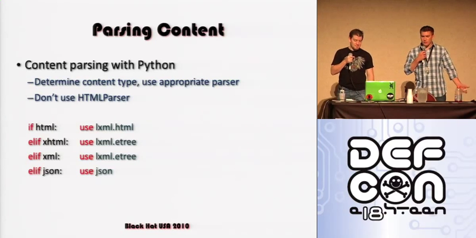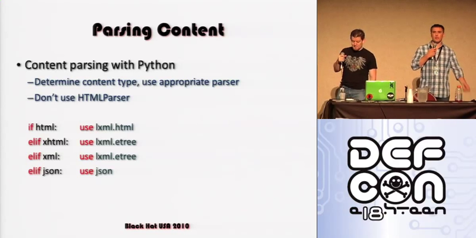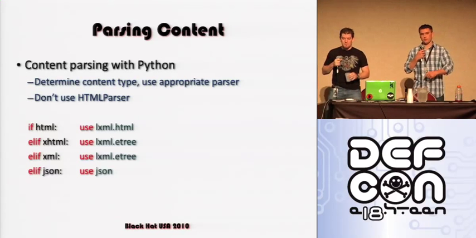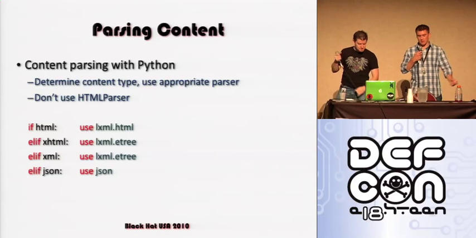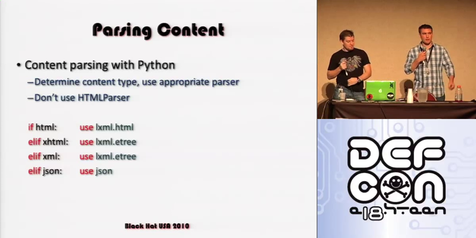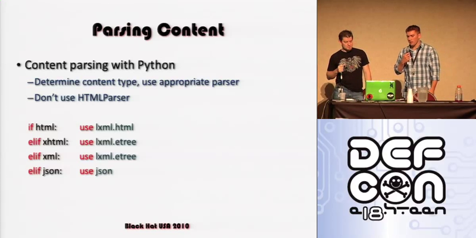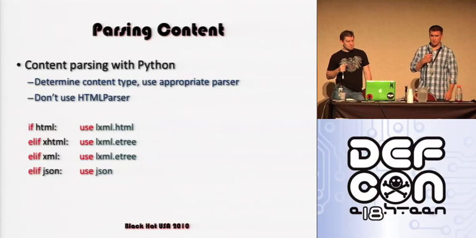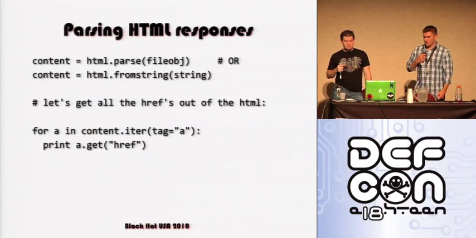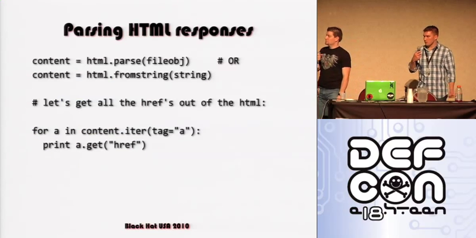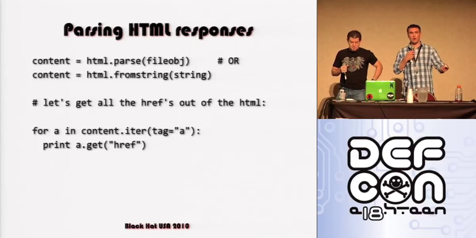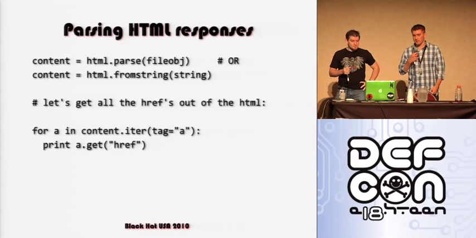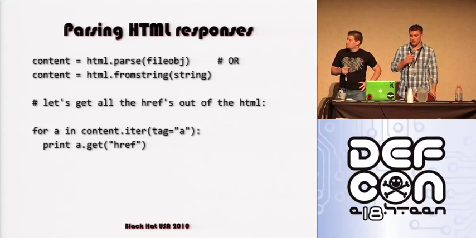And the other nice thing about LXML is that it's written in C, which makes it a pain in the ass for cross-platform compatibility. But if you get it working, it's awesome. Basically, it's a lot faster than the Python implementations of XML parsing. It's great. So just an example, parsing HTML content with LXML. Say we want to get all the links from an HTML response. We just iterate over every A tag and get the href attribute from it.